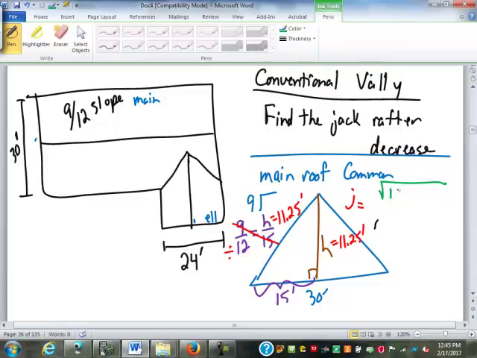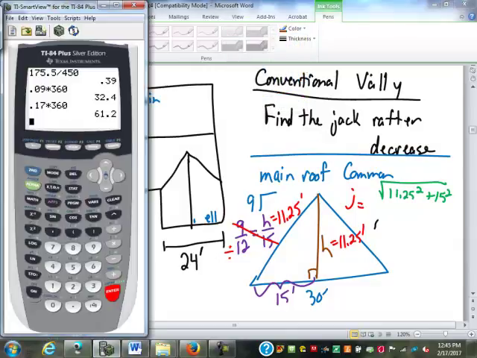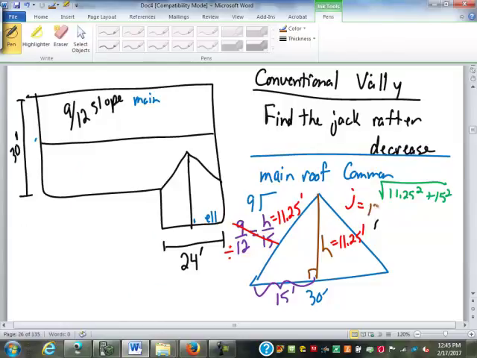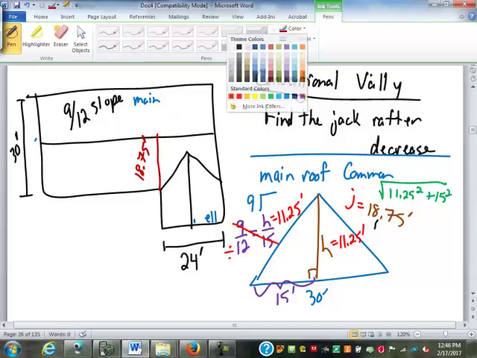So what goes in here? Perfect. 11 1/4 squared plus 15 squared. Which gives us what? 18.75 feet. Working out pretty convenient so far. So we've got this dimension right here, 18.75 feet. Now what?